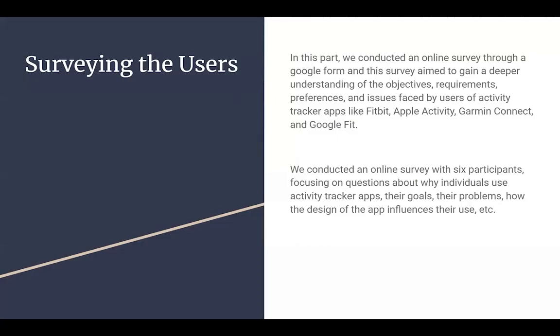Surveying the users. In this part, we conduct an online survey through a Google form, and this survey aimed to gain a deeper understanding of the objectives, requirements, preferences, and issues faced by users of activity tracker apps like Fitbit, Apple Activity, Garmin Connect, and Google Fit. We conducted an online survey with 6 participants, focusing on questions about individual use of activity tracker apps, their goals, their problems, how the design of the app influences the users, etc.